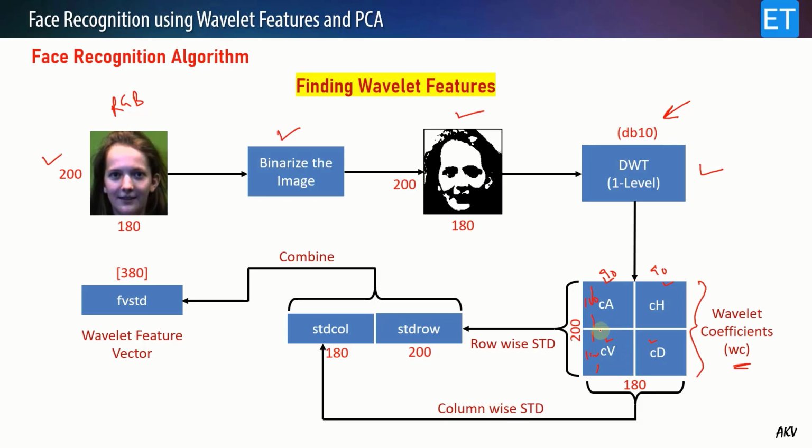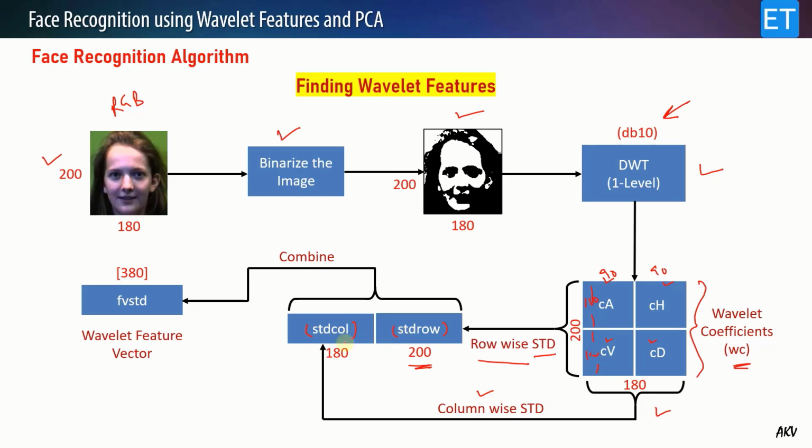Now to extract the features, I am taking the standard deviation of these wavelet coefficients. I'm taking the row wise standard deviation and the column wise standard deviation. Since there are 200 rows, taking the standard deviation of each row gives 200 values, which I am storing in the variable std row. Similarly, I'm taking the standard deviations of all 180 columns and storing those 180 values in the std col variable.